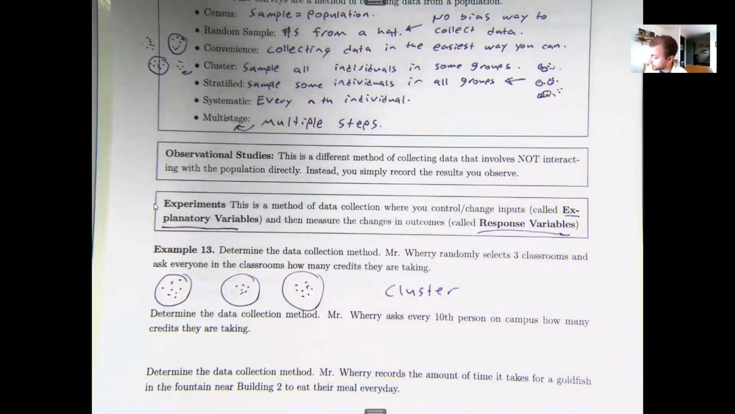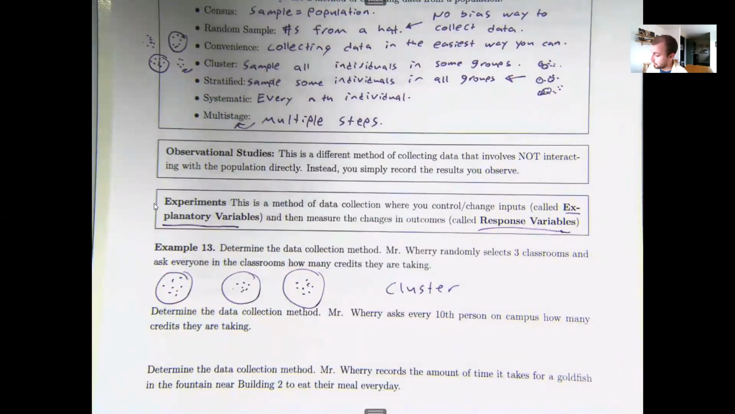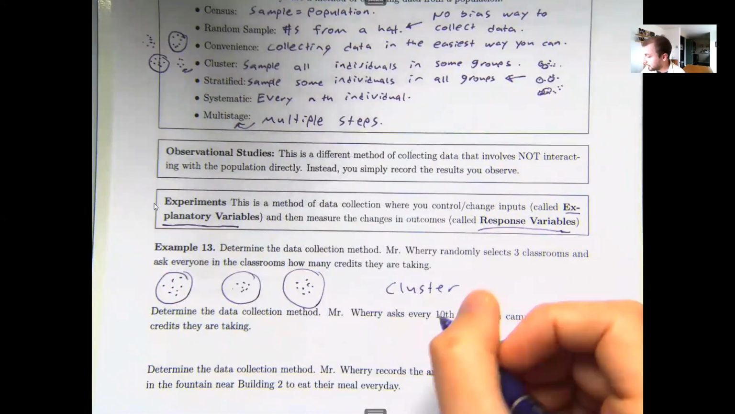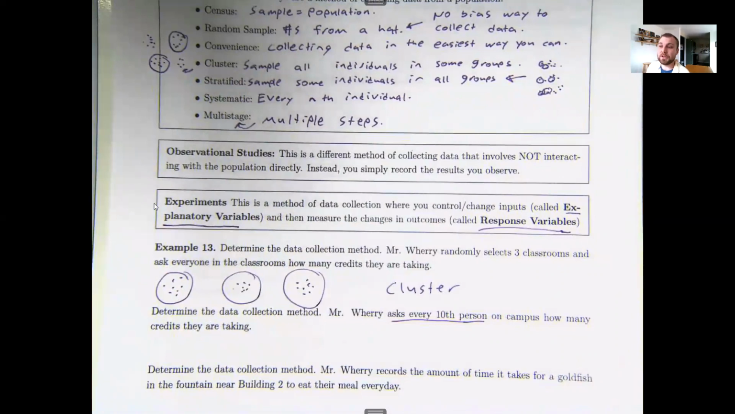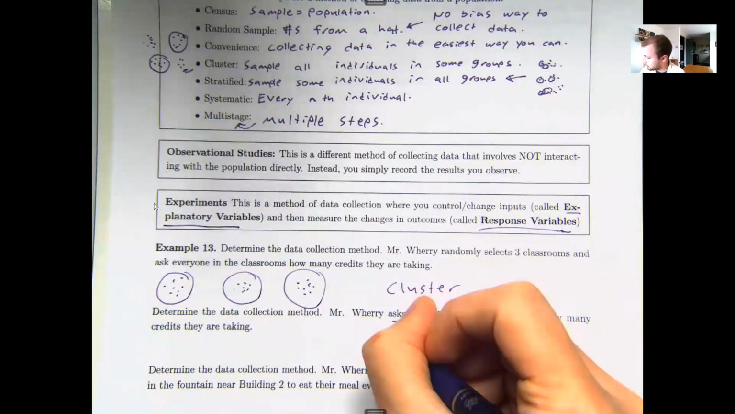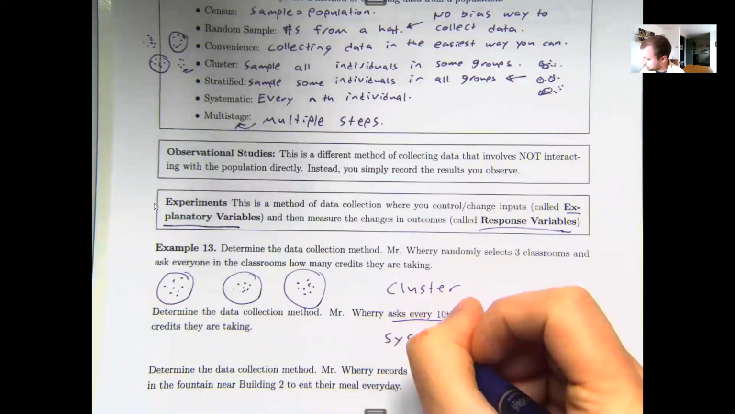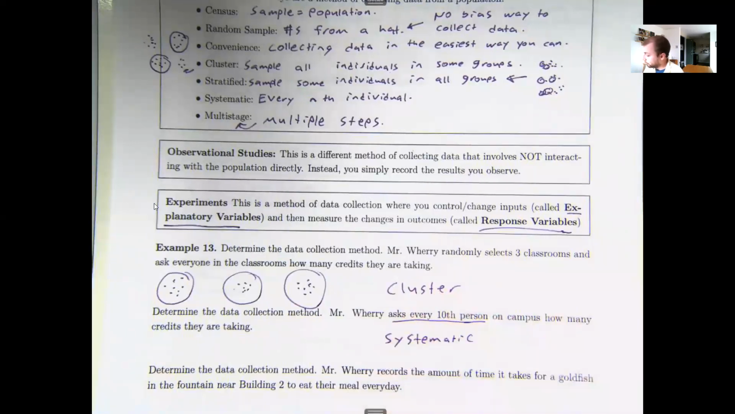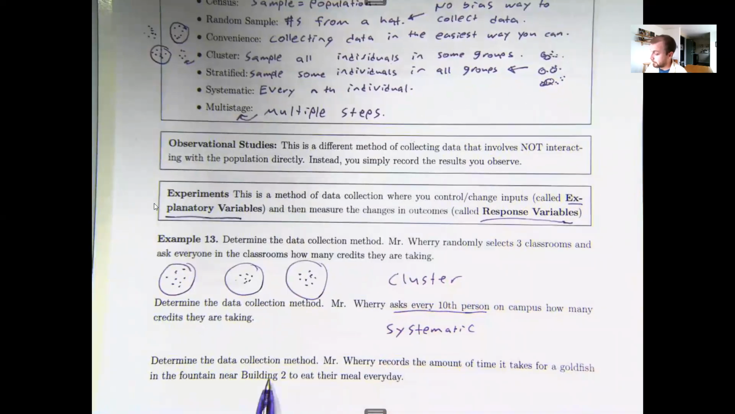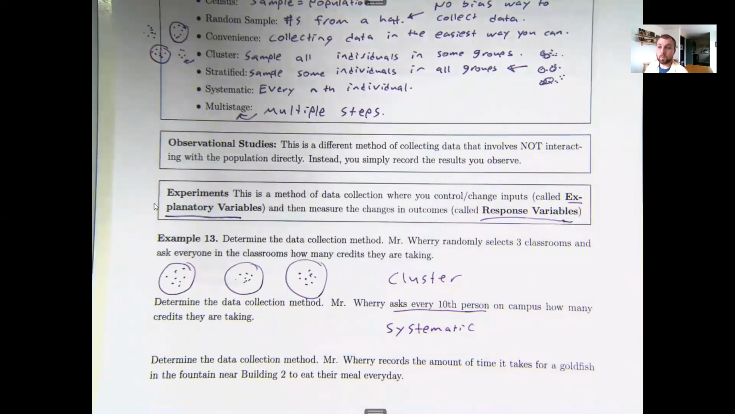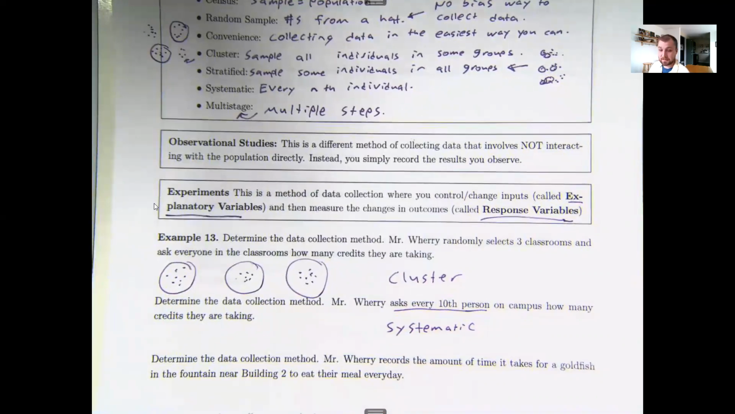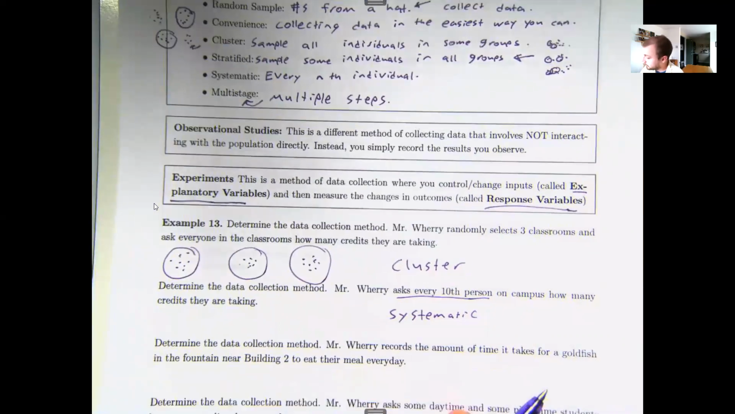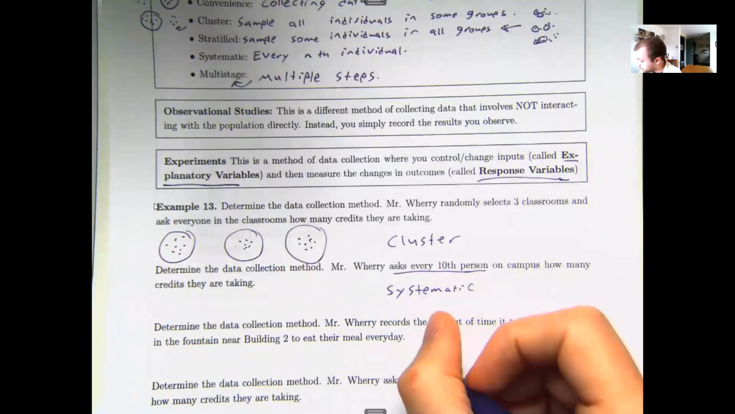Every 10th person on campus, how many credits they're taking. This is sort of a process or something that a machine could do. It's really system-based. It's systematic. I record the amount of time it takes for a goldfish in the fountain near building 2 to eat their meal every day. I'm just watching them. I'm not interacting with the fish. This would be an observational study.